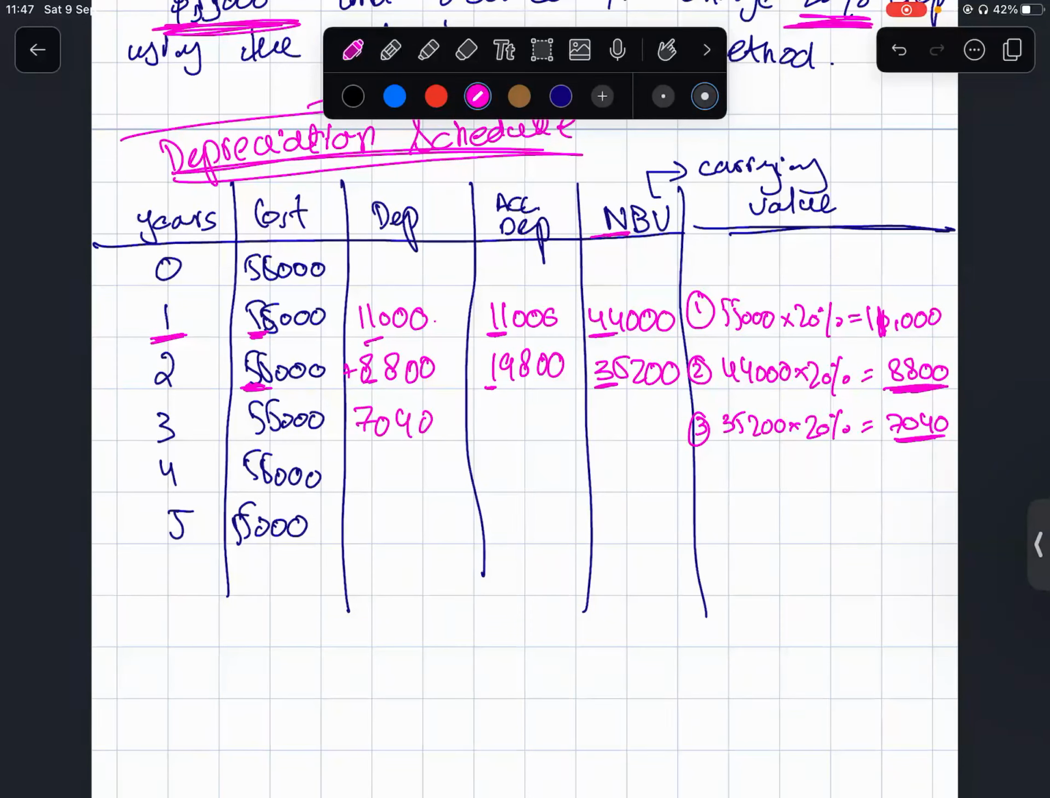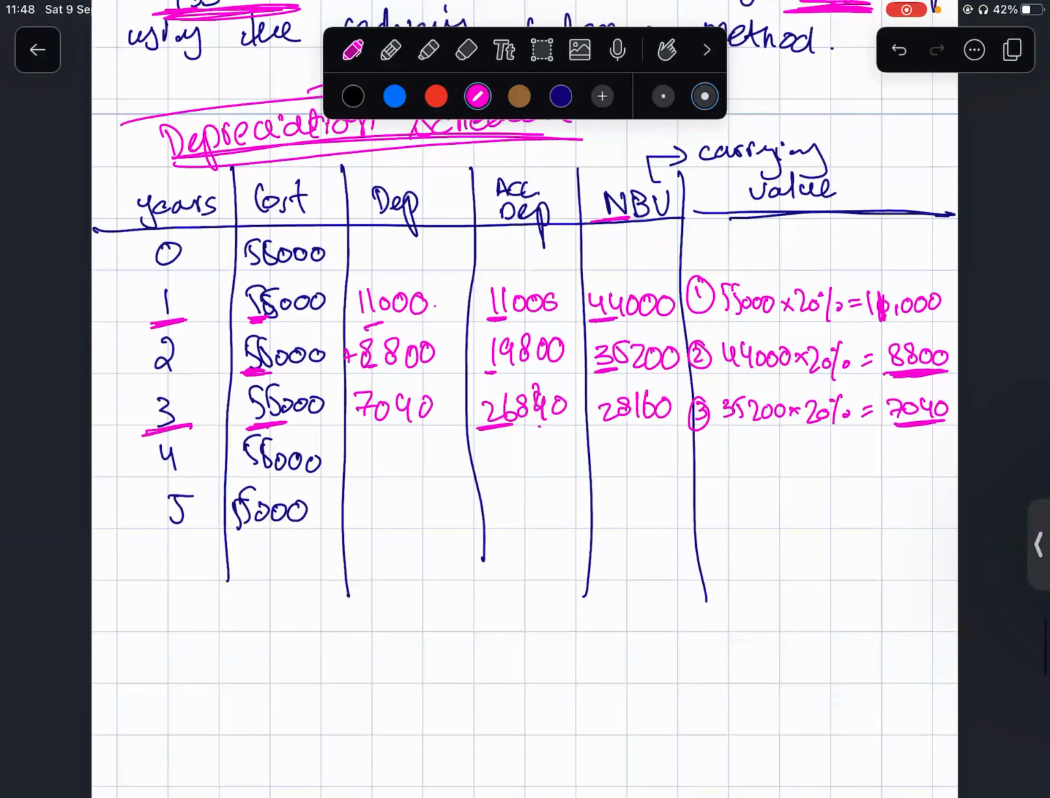The total accumulated depreciation at the end of year 3 would be 7,040 and 19,800, which is 26,840. And our net book value would be 55,000 minus 26,840, which is 28,160. Again, for year 4, we'll look at the net book value at the end of year 3, which was 28,160, multiplied by 20%, to get 5,632. And this will be our charge for the 4th year.